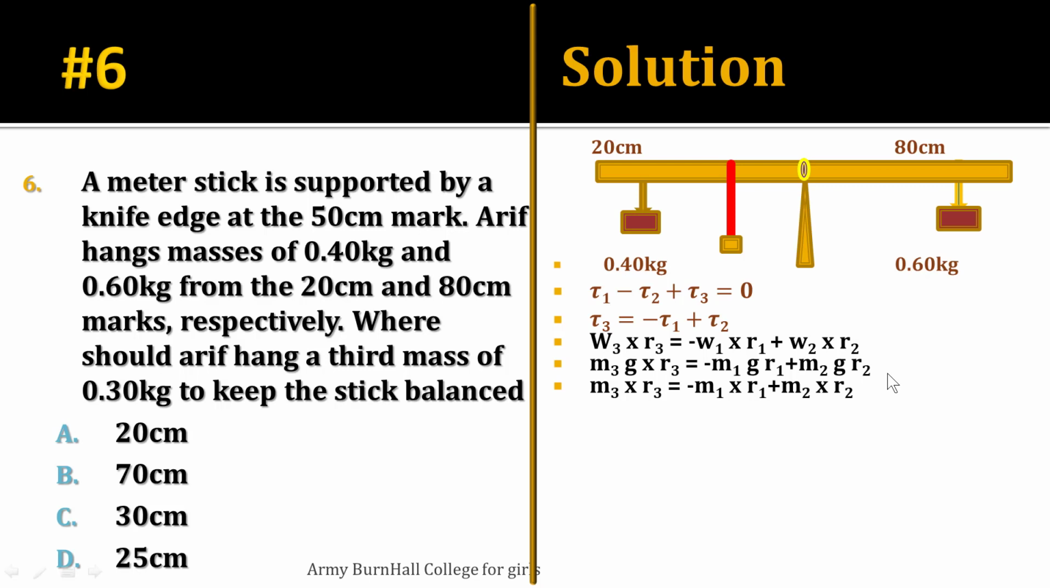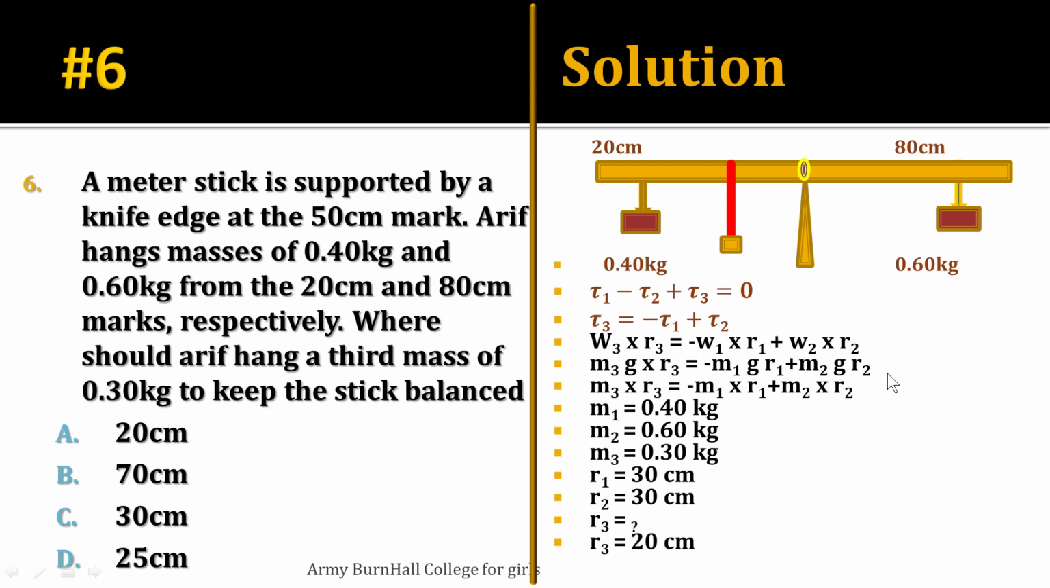What is the unknown value? That is r3, where we know that m1 is 0.40 kilogram, m2 is 0.60 kilogram, m3 is 0.30 kilogram, r1 is 30 centimeter because 50 minus 20 is 30. r2 is again 30 centimeter because 80 minus 50 is 30. What is r3? After we put all these values in this relation, we get r3 is 20 centimeter, the distance between this unknown mass and the center of gravity.